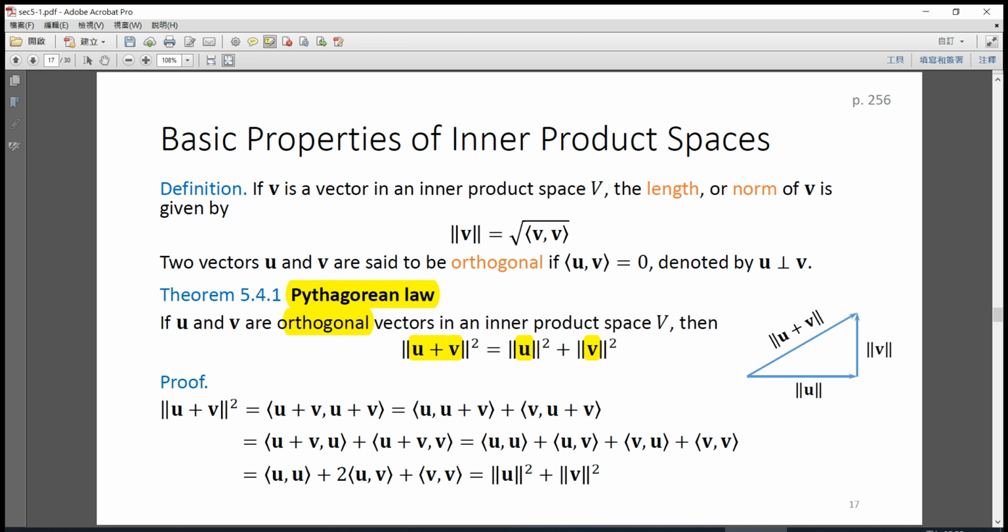We are already familiar with the Pythagorean law in R3, and in fact, the Pythagorean law can be generalized in arbitrary inner product space. Next, we prove the Pythagorean law. The square of the norm of u plus v equals the inner product of u plus v and itself. Then, because the inner product is linear in its first argument, we have the second equality.